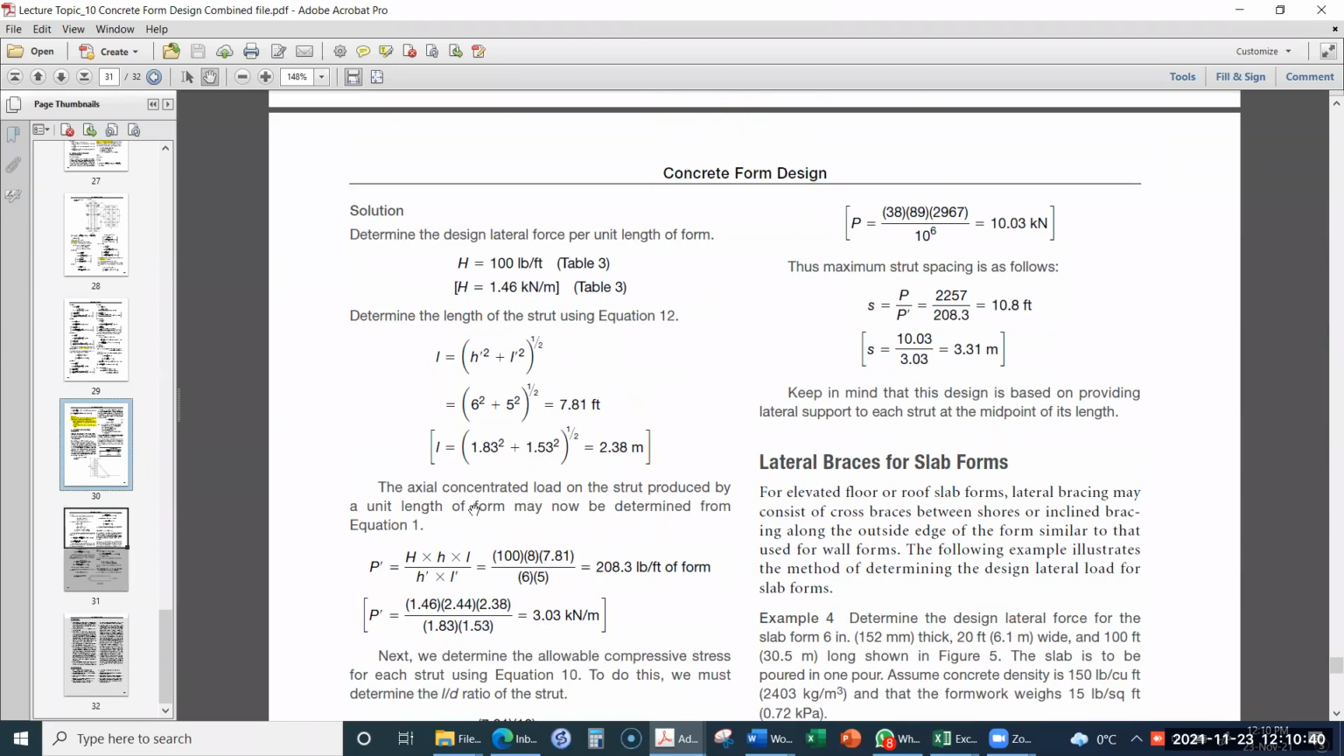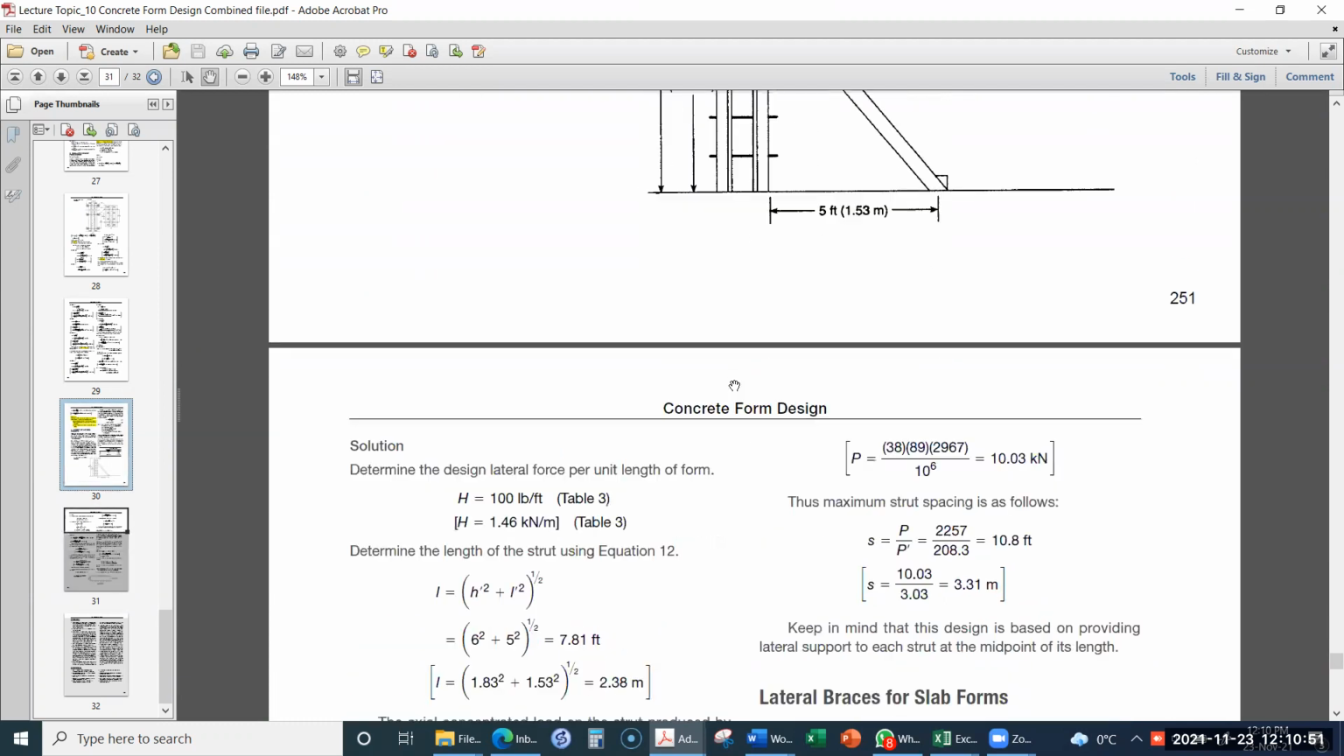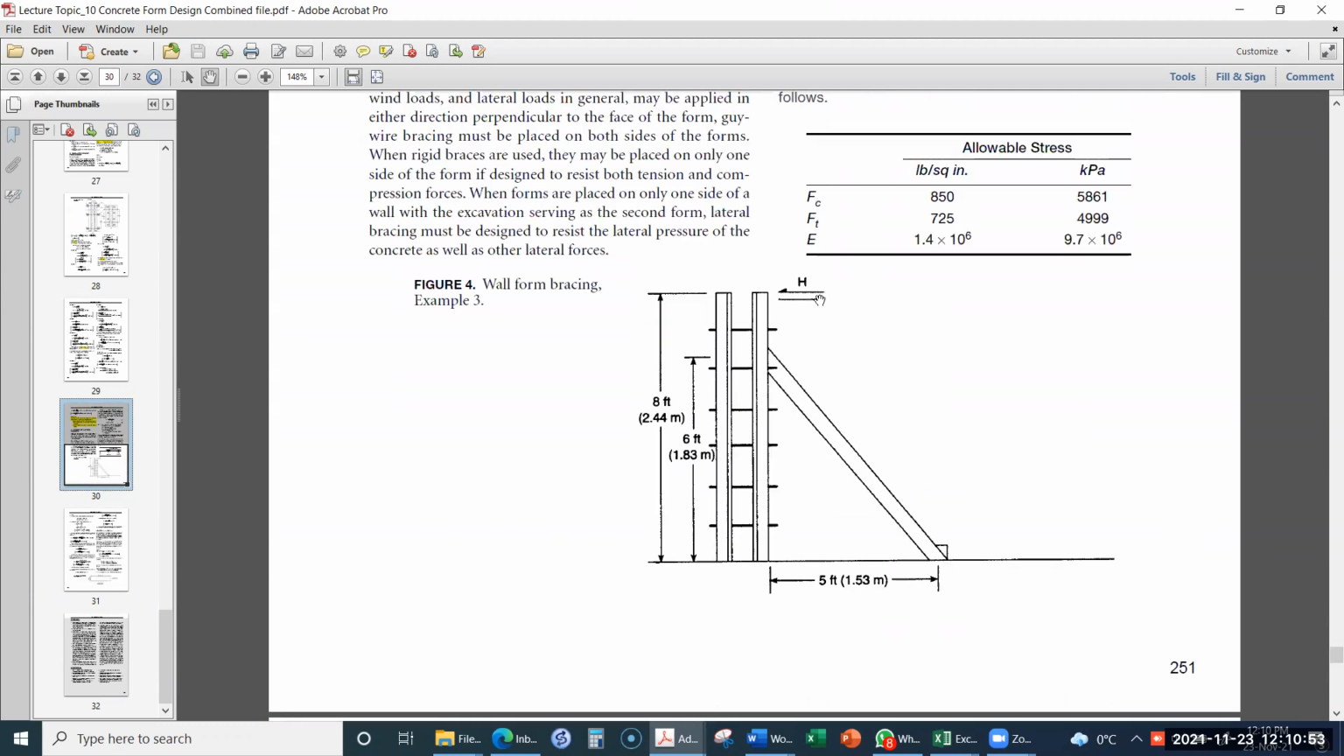So it is here 1.46 kilonewton per meter. This value we got from table number 3. Next, we will calculate the length of the strut. The length of this lateral bracing, we call it a strut.